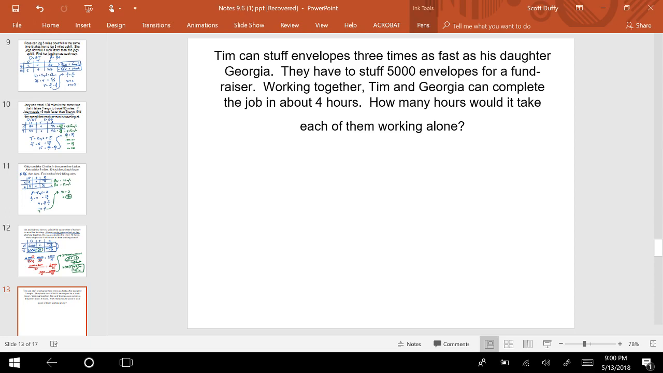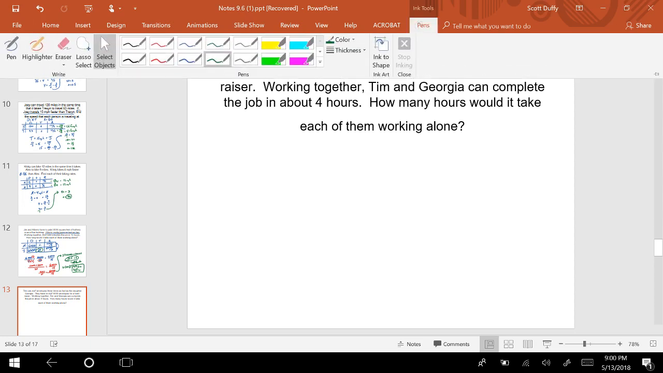Tim can stuff envelopes 3 times as fast as his daughter Georgia. They have to stuff 5,000 envelopes for a fundraiser working together. They can complete the job in 4 hours. How many hours would it take each of them working alone? Okay, so this is another problem that's very similar to the last one.